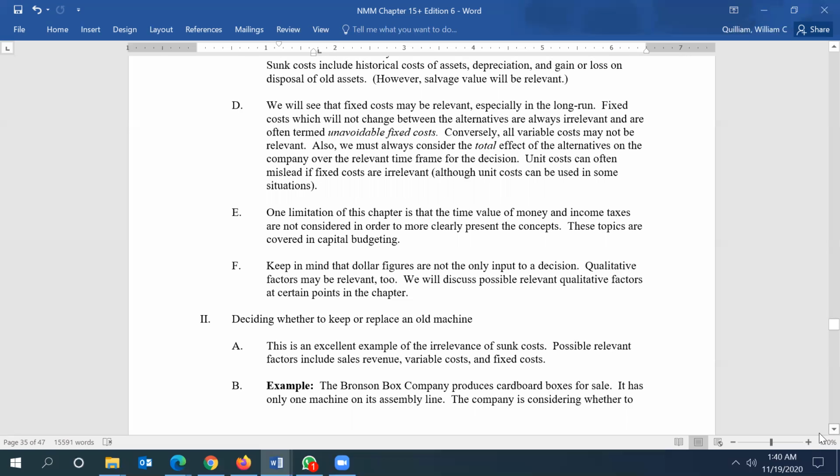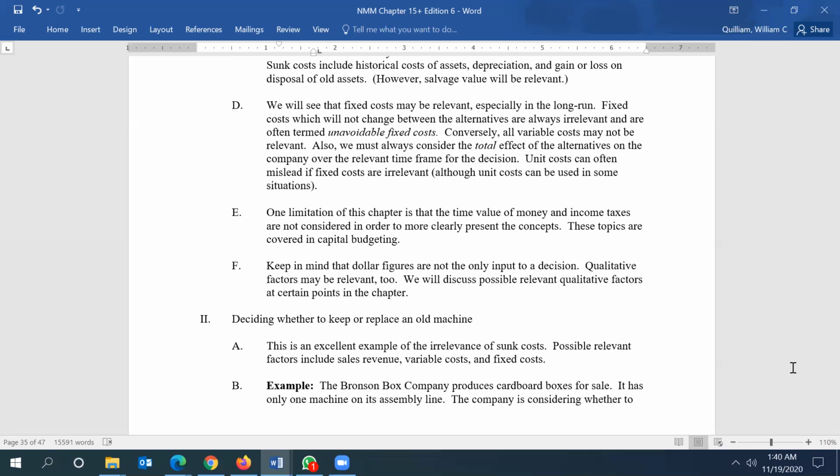Well, in the next chapter, we will see the long run. So fixed costs will come up much more there than in the short run in this chapter. Well, fixed costs, which will not change between the alternatives, are always irrelevant. They will not make a difference to the decision. Again, I will show you in some numbers in just a bit. And they're often termed unavoidable fixed costs.